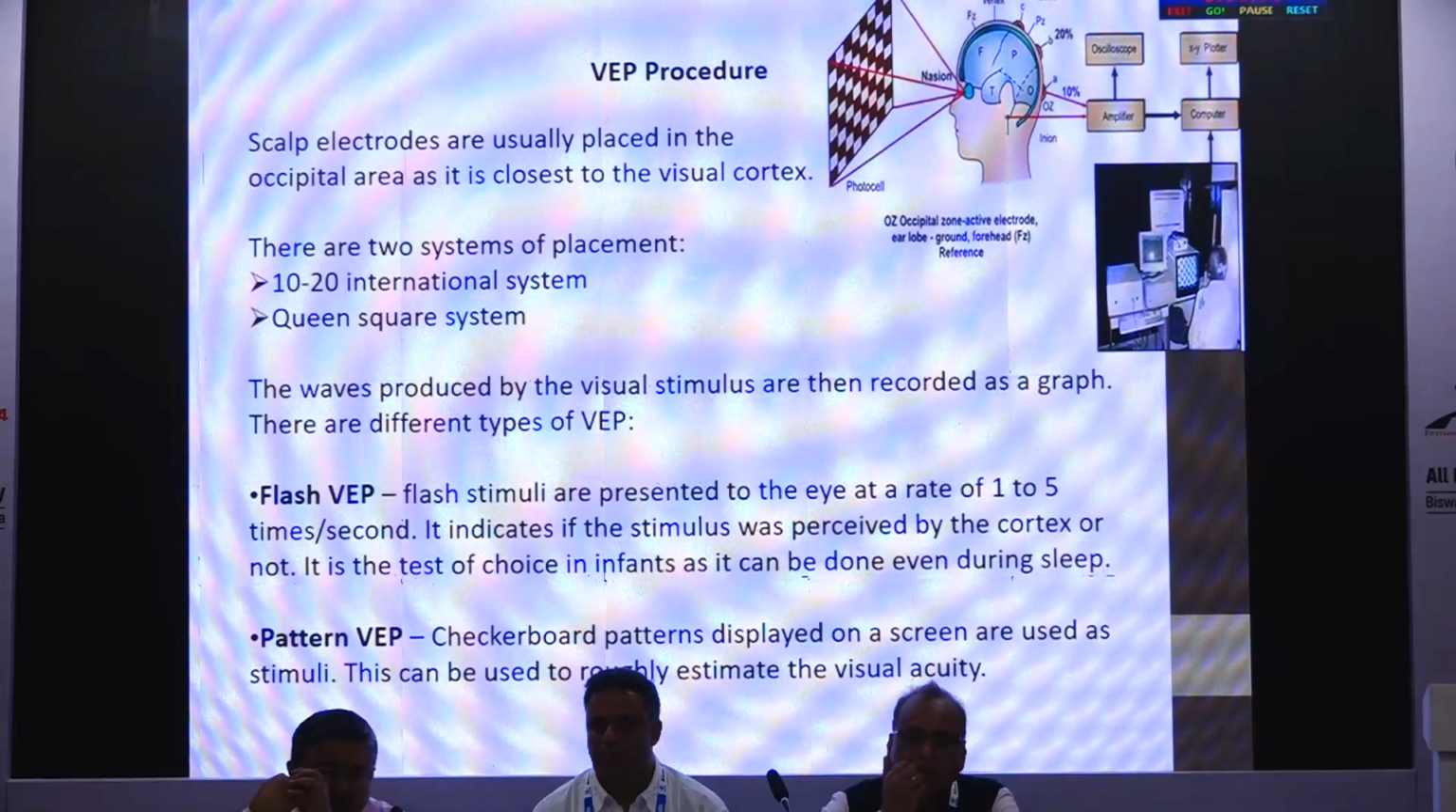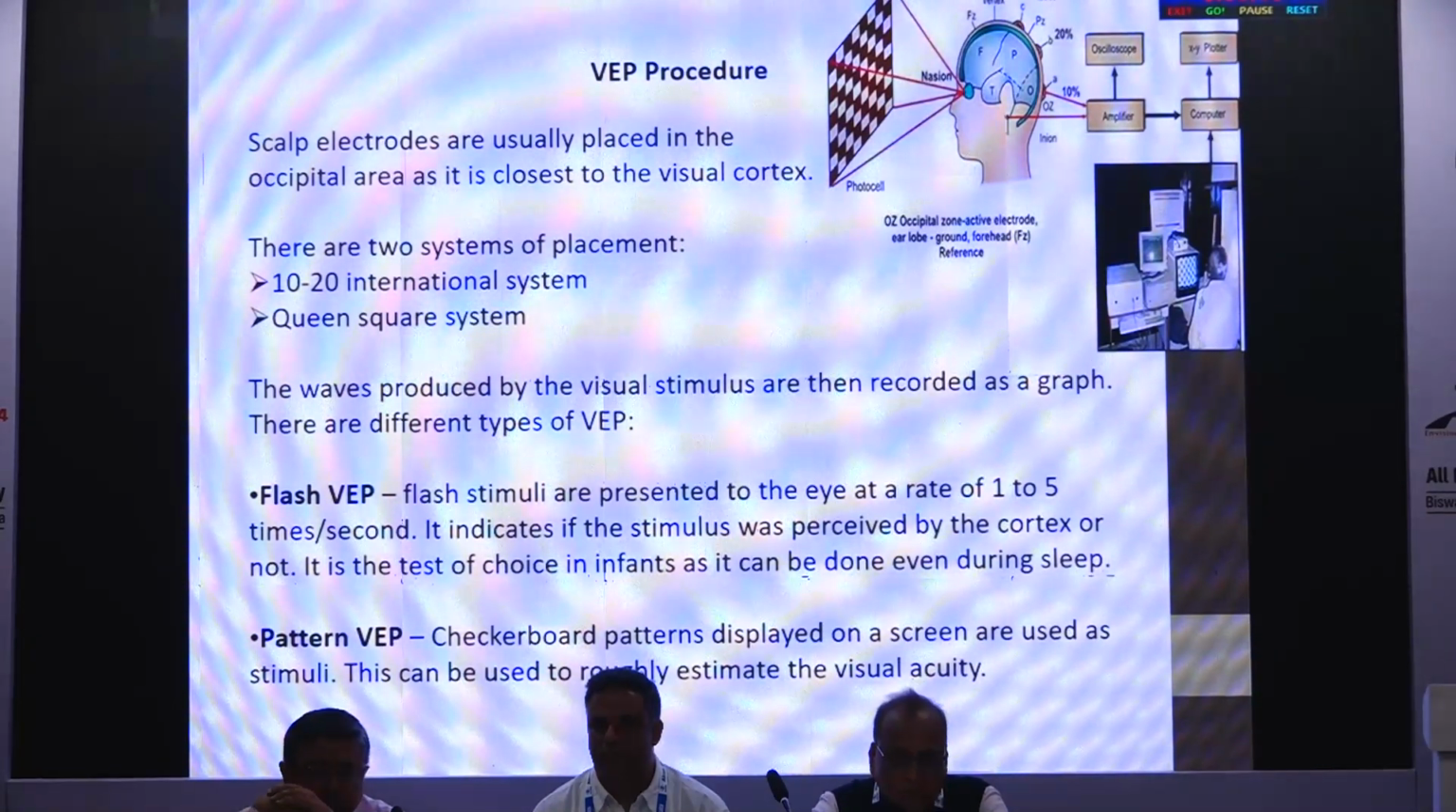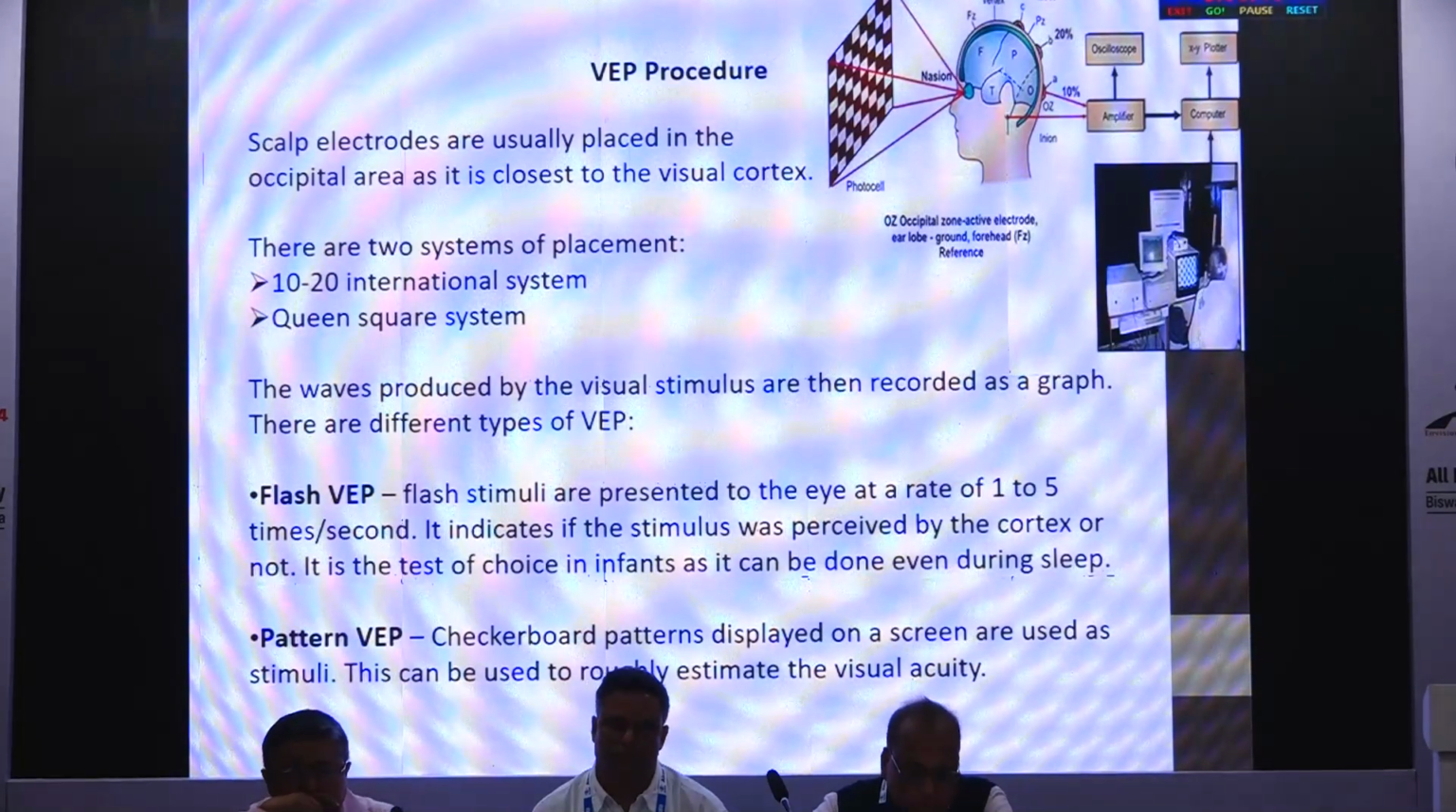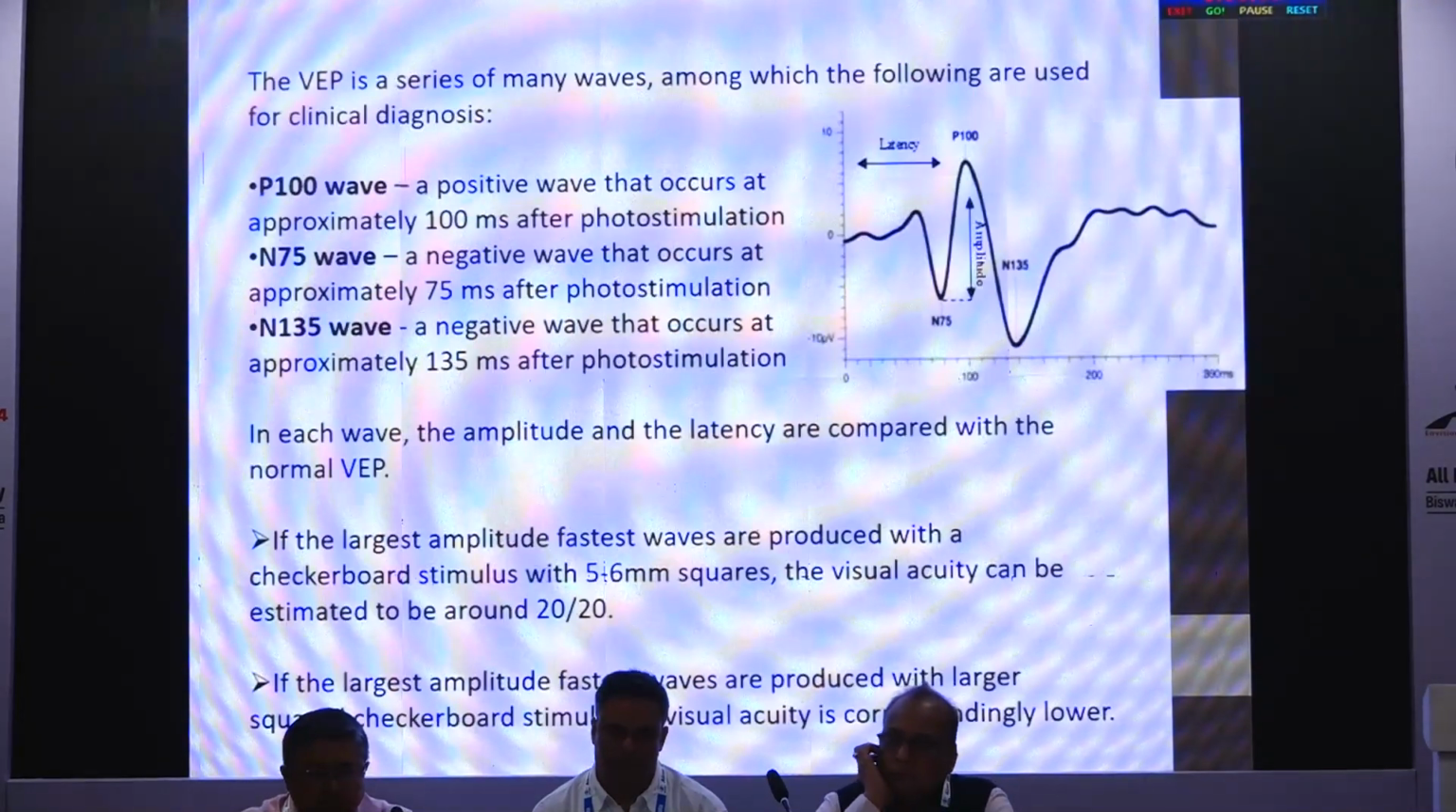Flash VEP is presented to the eye at a rate of 1 to 5 times, and it indicates whether the stimulus was perceived by the cortex or not. It's the test of choice for infants, and it can be done during sleep. And pattern VEP roughly estimates the visual acuity using a checkerboard pattern.